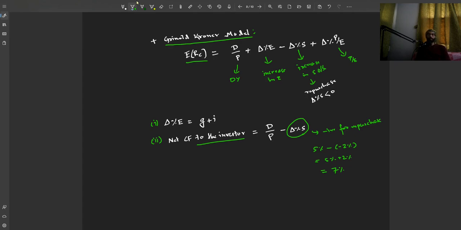So we have gone through dividend yield, change in shares and earnings. Now the last part.